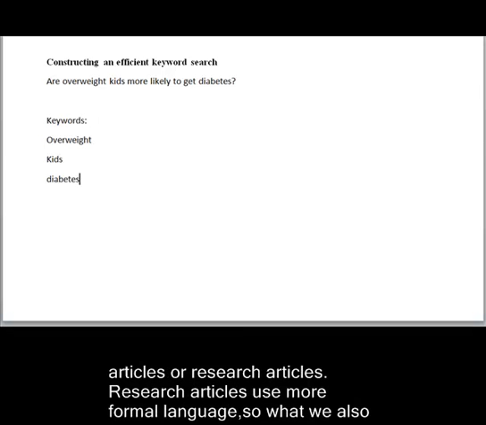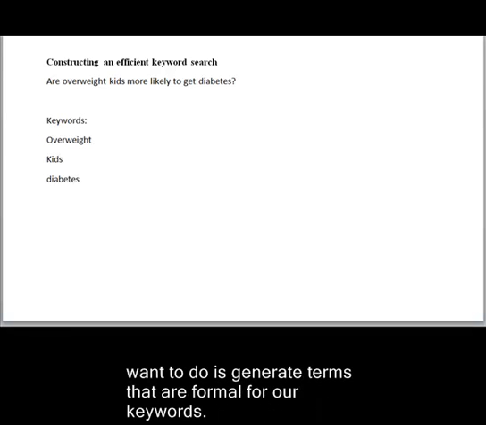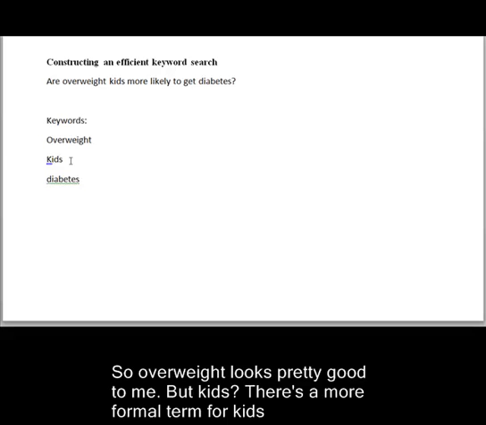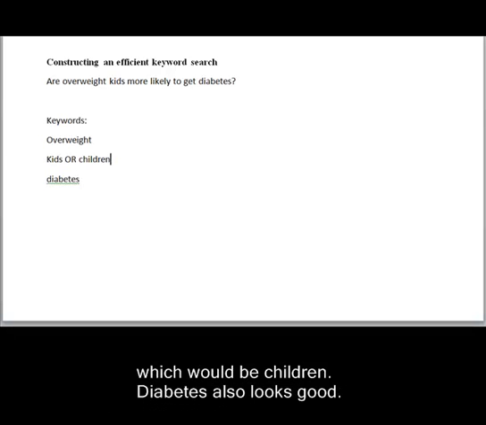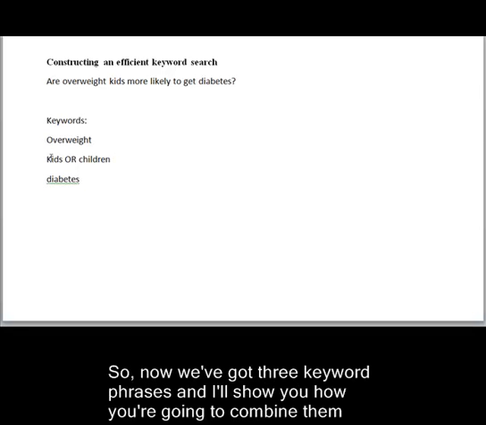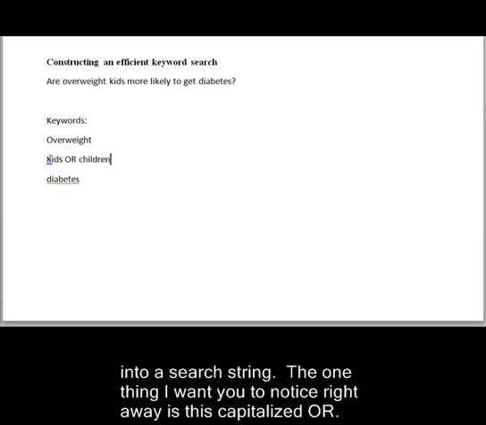Research articles use more formal language, so what we want to also do is generate terms that are formal for our keywords. So overweight looks pretty good to me, but kids, there's a more formal term for kids, which would be children. Diabetes also looks good. So now we've got 3 keywords, and I'll show you how you're going to combine them into a search string.